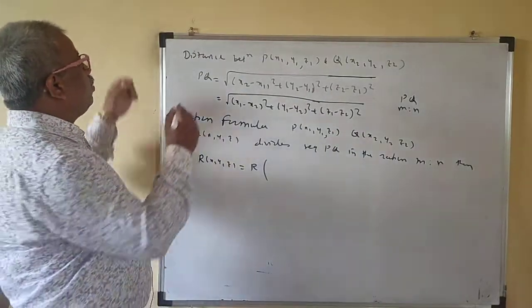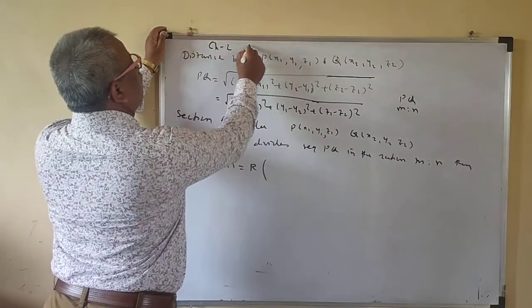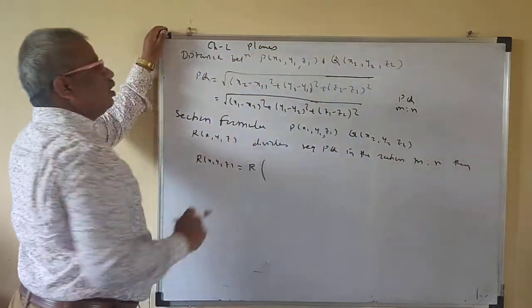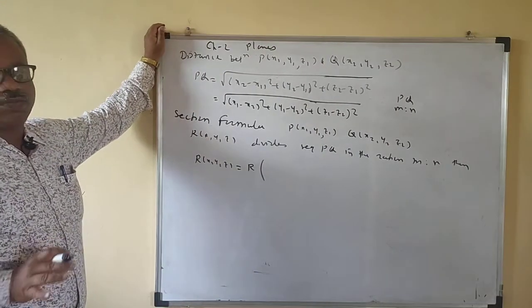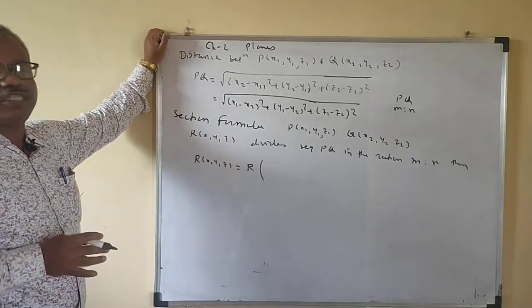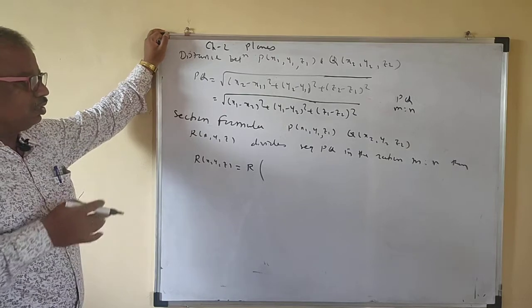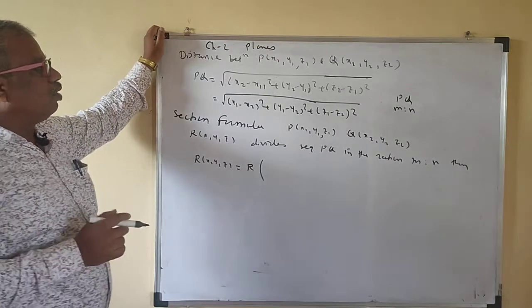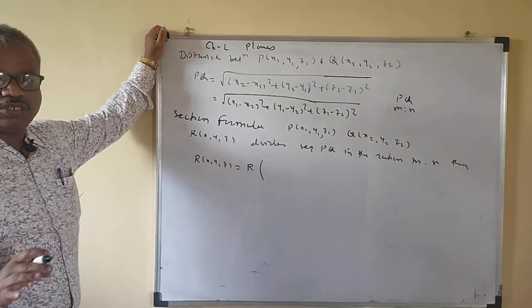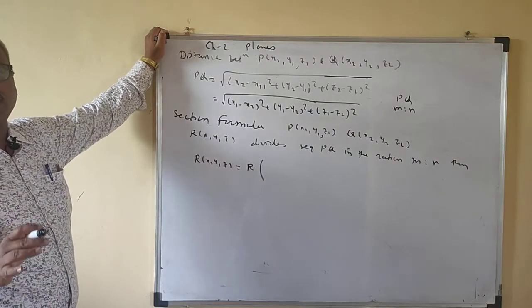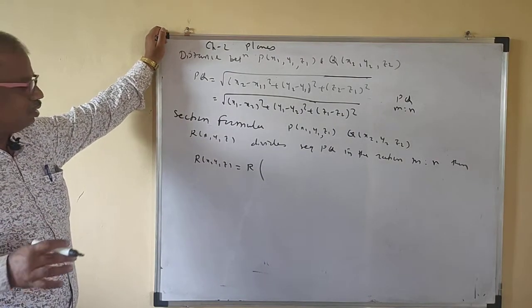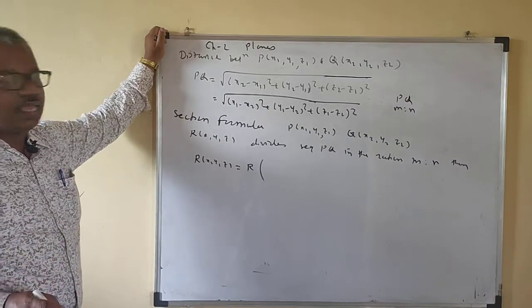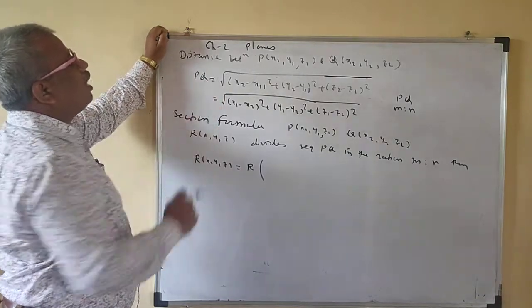Okay, so now we'll begin chapter 2, that is planes. Before that, we'll see some basic concepts of analytical geometry in 3 dimensions. We are familiar with 2 dimensional geometry, that is how to find the distance between 2 points, and the section formula for internal division and external division. So what does the distance formula mean?